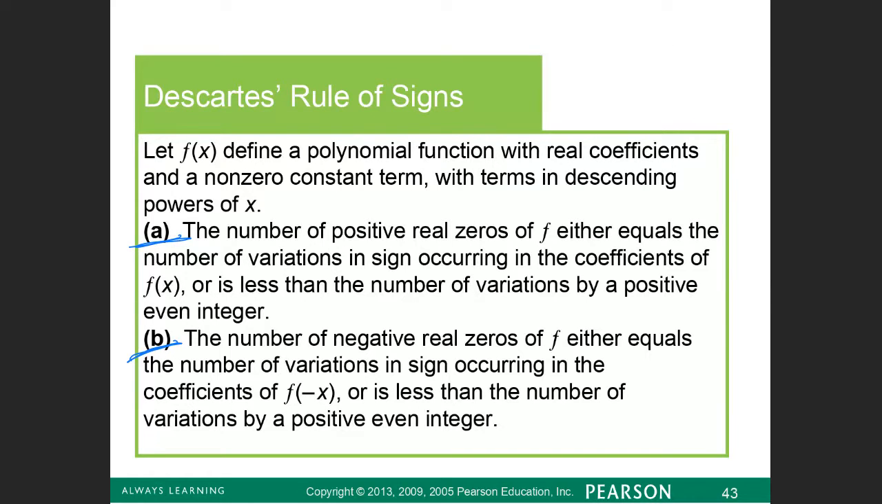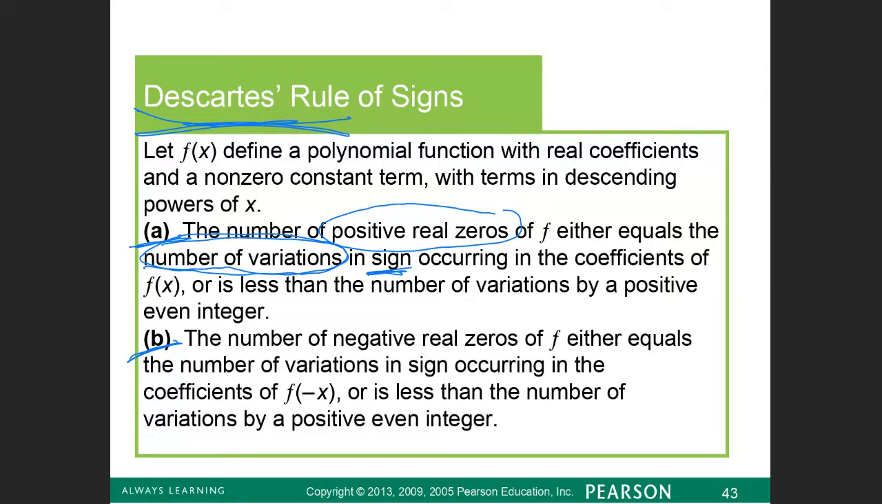Now for A, it says the number of positive real zeros. When you're working with Descartes' Rule of Signs, you're just looking at the transition from plus to a minus or a minus to a plus, a change of sign. So here we have the term number of variations, or number of changes of the sign.